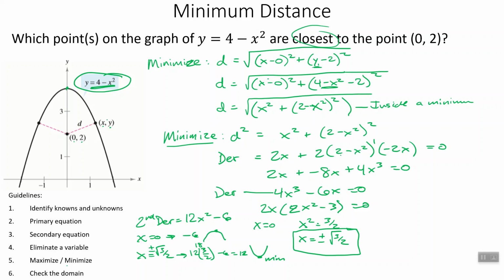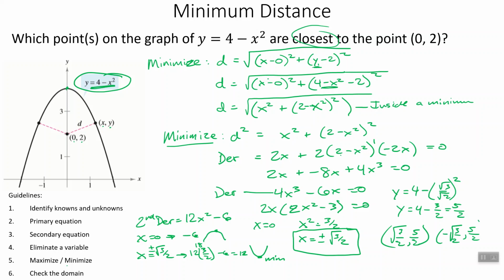If we need to find our y values for the actual point, we would plug back in to the original. So y equals 4 minus (the square root of 3 over the square root of 2) squared. Don't know why I decided to split it up there, but y is going to equal 4 minus 3 halves, or 8 halves minus 3 halves is 5 halves. So we get the points root 3 over 2, 5 halves, and negative root 3 over 2, 5 halves. There's our 2 points. Those two should minimize that distance.